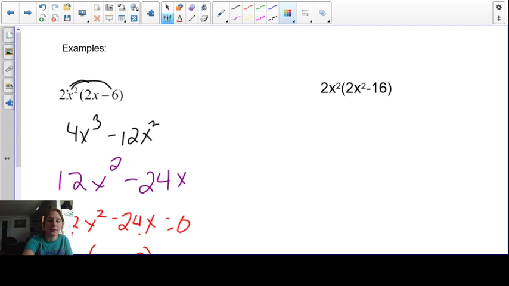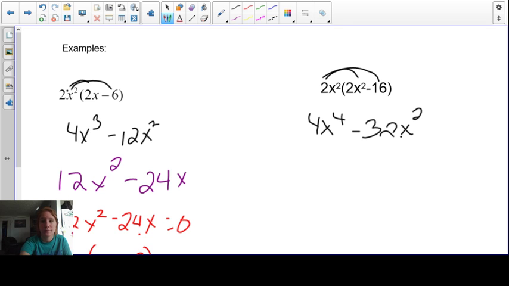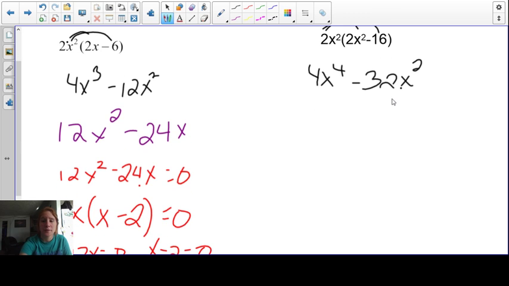Alright, let's do this next one. Same idea, I'm not going to use the product rule, it's going to make my life too difficult. So I get 4x to the 4th minus 32x squared. Now I take the derivative of that, which gives me 16x cubed minus 64x.